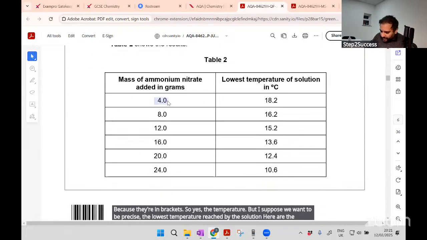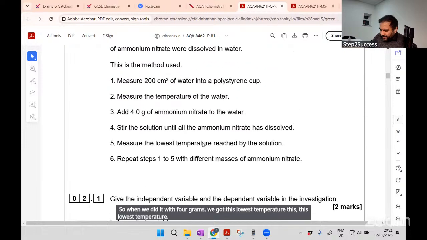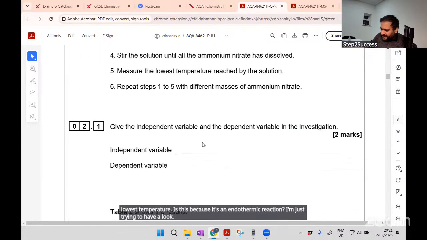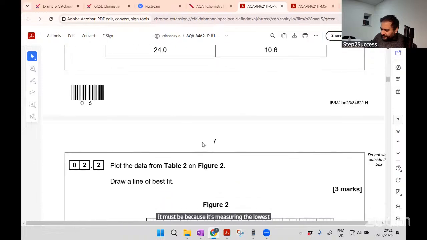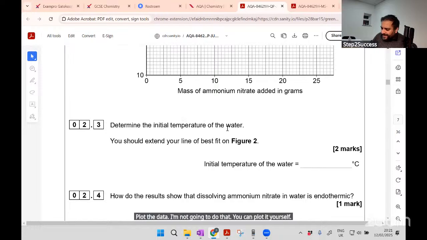Here are the results. When we did it with 4 grams, we got this lowest temperature, and this lowest temperature. Is this because it's an endothermic reaction? It must be because it's measuring the lowest temperature reached. Okay. Plot the data. I'm not going to do that, you can plot it yourself. Determine the initial temperature of the water. Extend your line of best fit.